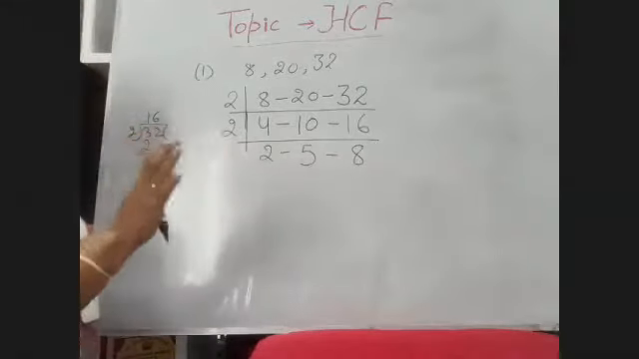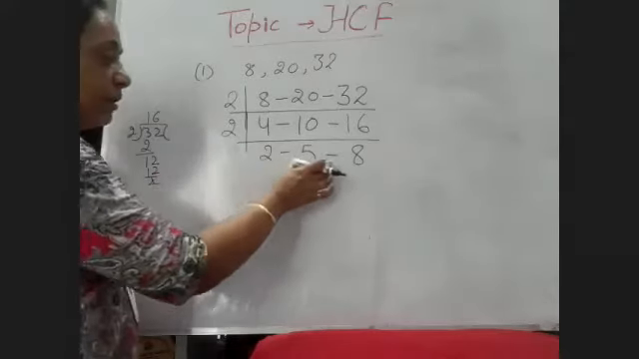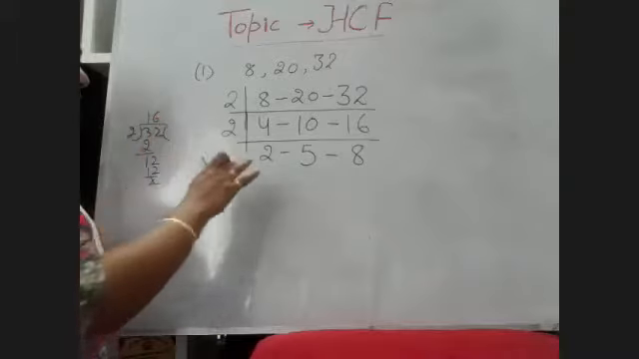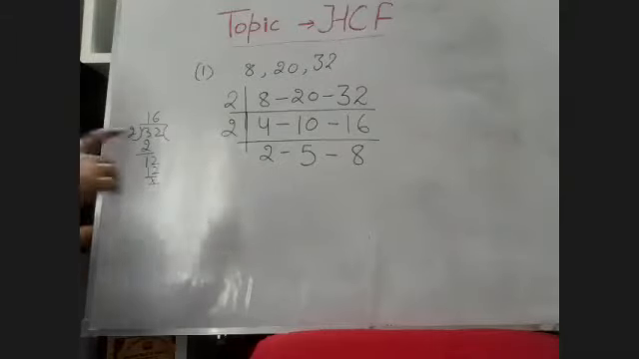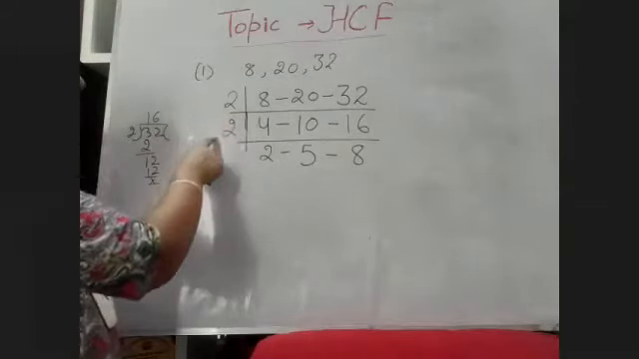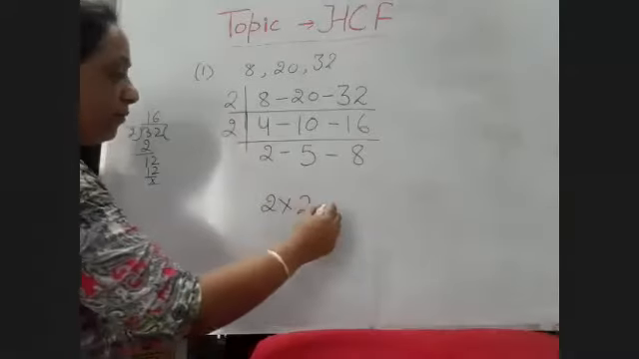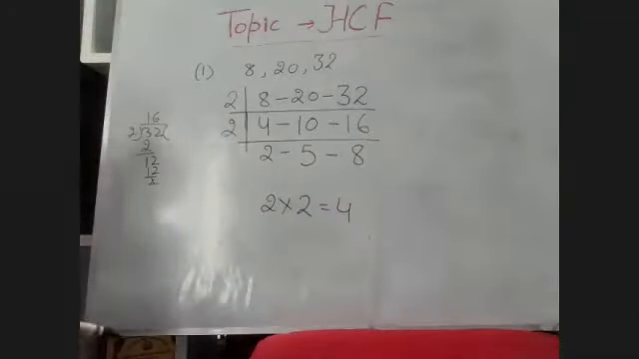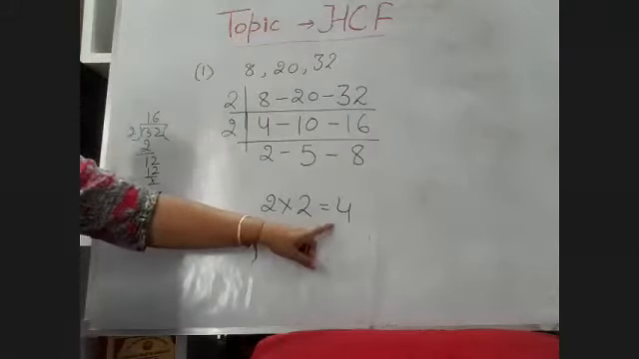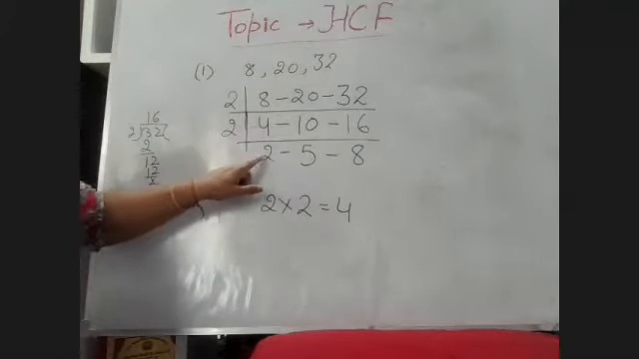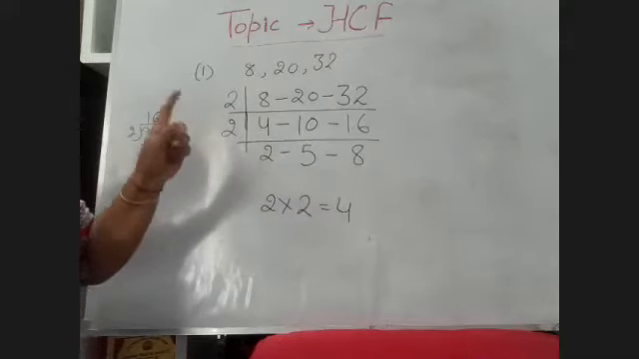Now 2 and 8 are even numbers, but 5 is an odd number. So these three numbers are not all multiples of one number. So our HCF is 2 multiplied by 2. So, students, the HCF of 8, 20, and 32 is 4. We stop here because 2, 5, and 8 are not multiples of any one number.